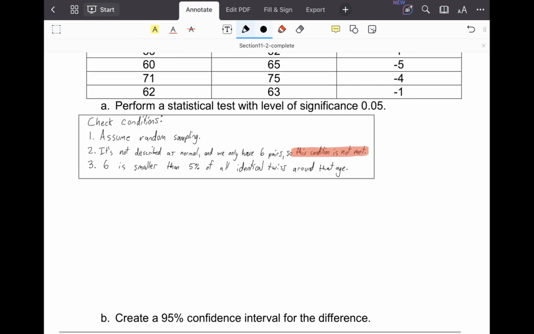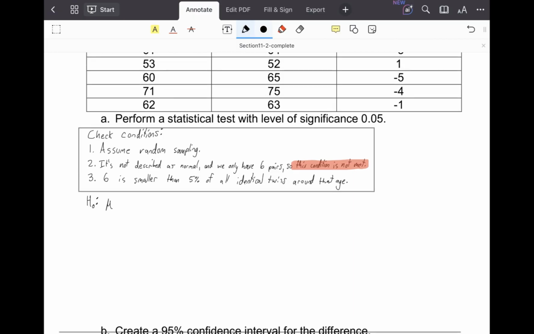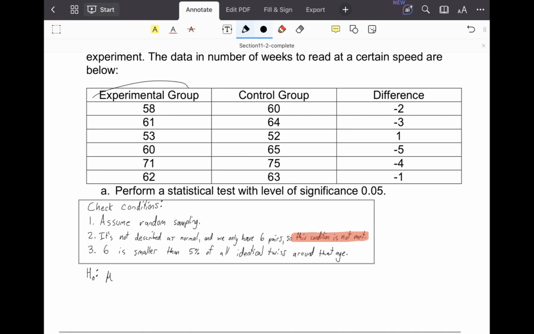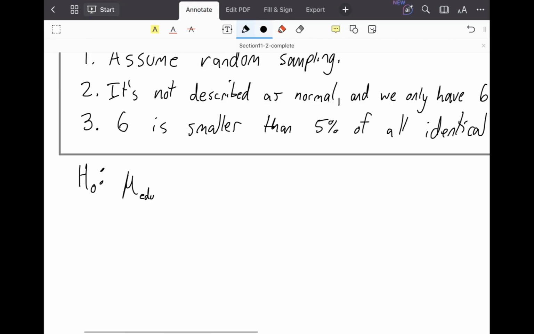Now we're going to proceed anyway, so we'll write the null hypothesis, and I'm going to strategically write this. I'll put mu, and this is the experimental group. This was the one with the educational toys. That's the first one, so I'm going to subscript this with educational. And I'm going to say this is equal to the mean with non-educational.